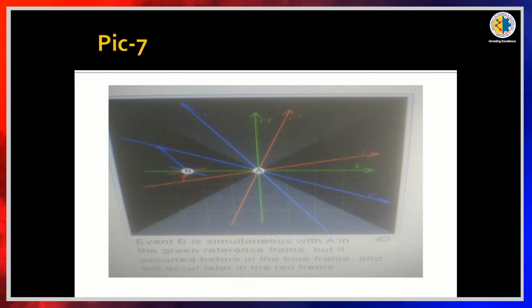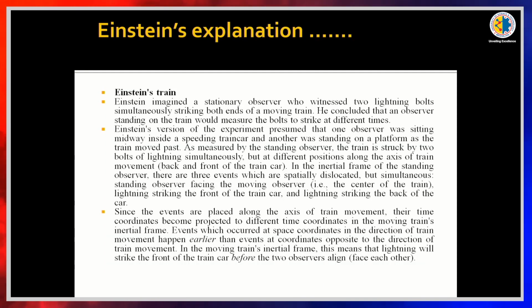So, here is a situation given between A and B. Even if B is simultaneous with A in the green reference frame, it occurs before A in the blue frame of reference and will occur later in the red frame of reference. Again, some explanation by Einstein about the thought experiment.